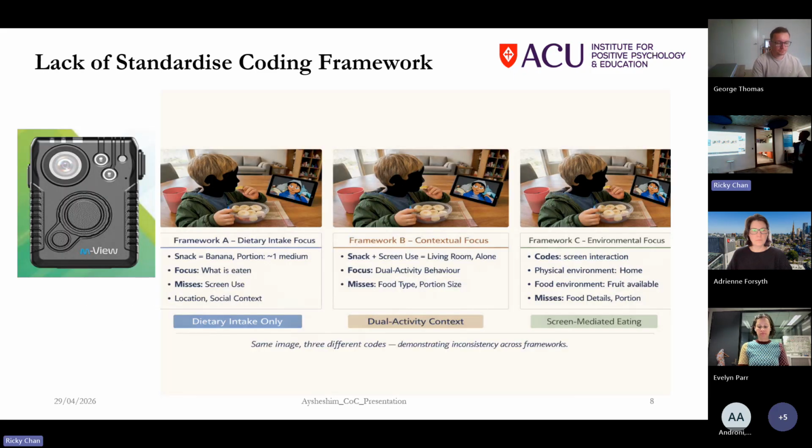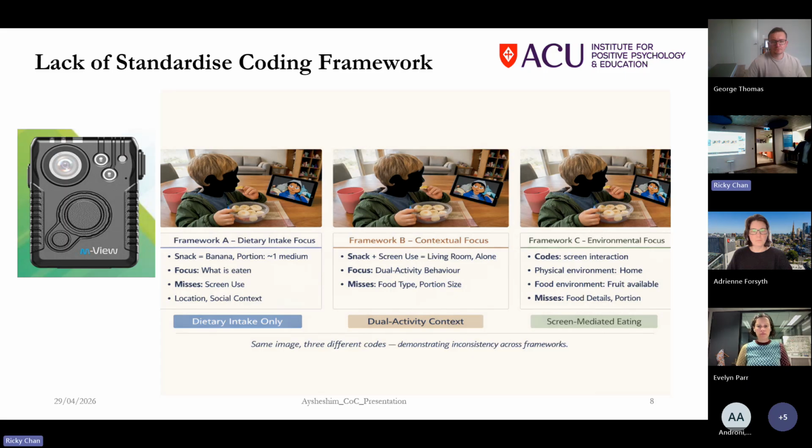Among the limitations, the lack of a standardized coding framework is one of the methodological limitations of using wearable cameras. In fact, the advantages are paramount. As seen in this image, the same image captured by a wearable camera can have different interpretation and coding.